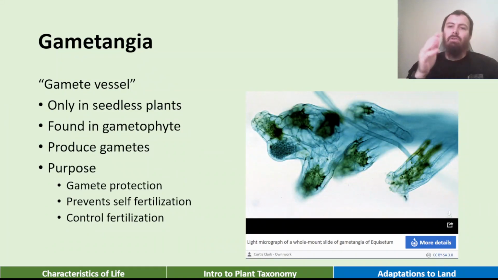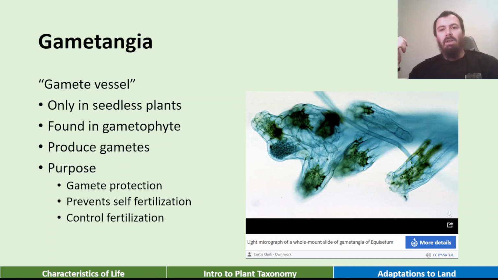Then we also have, instead of sporangia, gametangia. These are vessels for gametes. So these are found, again, only in the seedless plants. They're found in the gametophyte, so in the gametophyte stage of the alternation of generations cycle. So they're the ones that are going to be producing the gametes. Gametangia, gamete-producing cells. The purpose: protect the gamete until it's ready to be released.